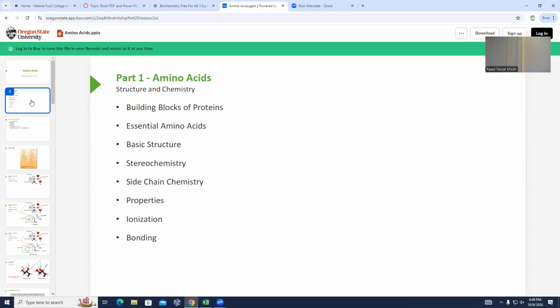Like here, oxygen is very electronegative and hydrogen is very electropositive. So now you see there is polarization. This is a polar covalent bond.